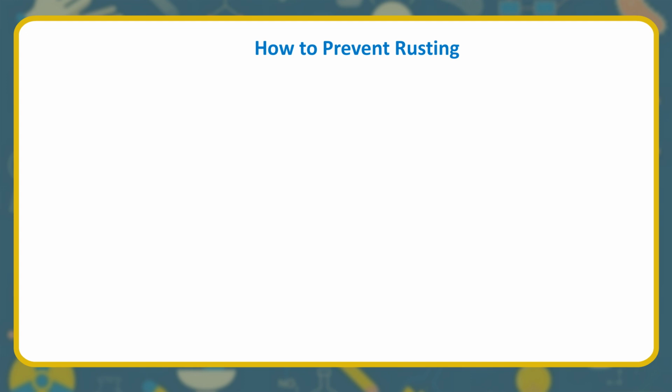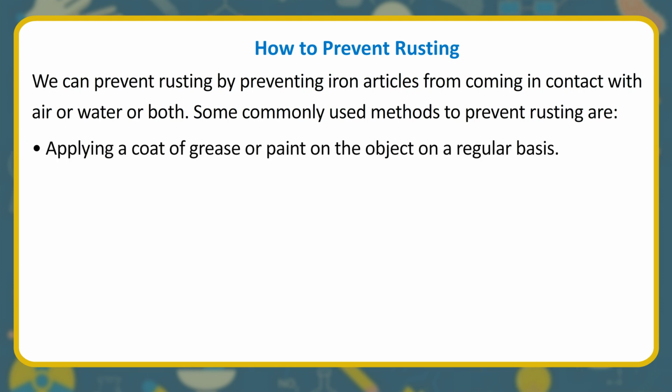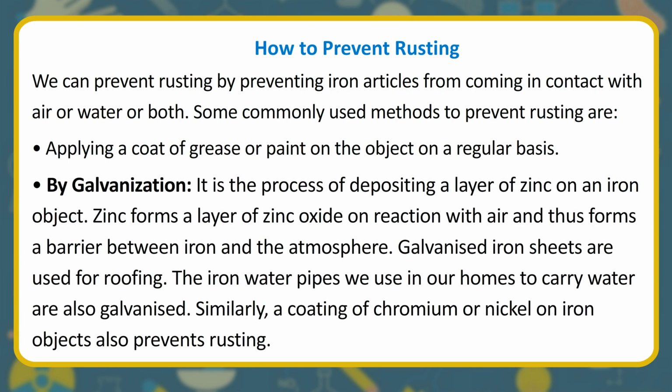How to prevent rusting? We can prevent rusting by preventing iron articles from coming in contact with air or water or both. Some commonly used methods to prevent rusting are applying a coat of grease or paint on the object on a regular basis. Galvanization is the process of depositing a layer of zinc on an iron object.